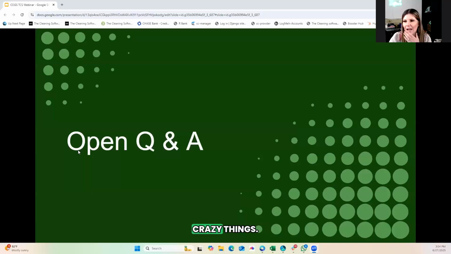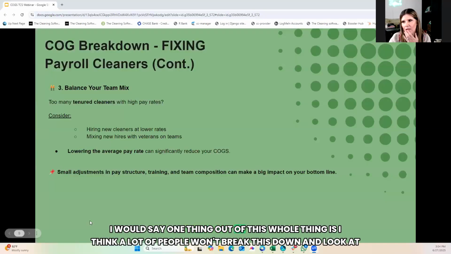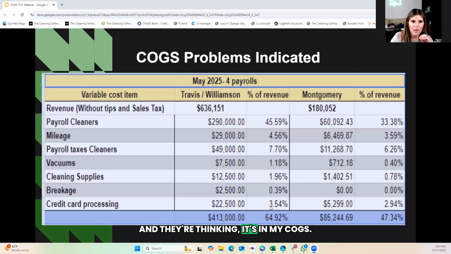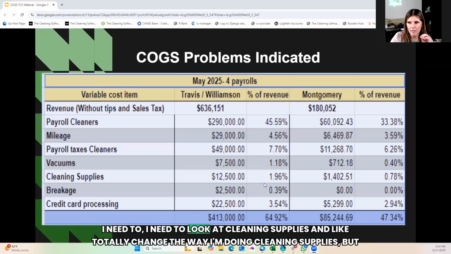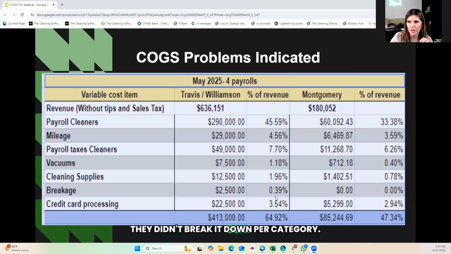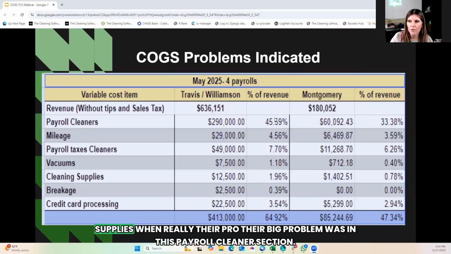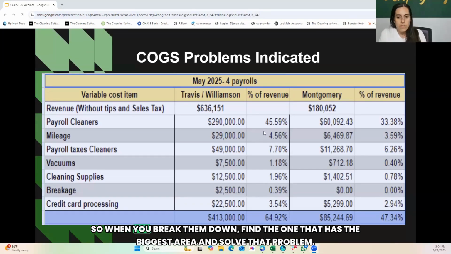Exactly. Crazy things. I would say one thing out of this whole thing is I think a lot of people won't break this down and look at it. They're thinking, oh, it's in my COGS, I need to look at cleaning supplies and totally change the way I'm doing cleaning supplies. But they didn't break it down per category. And so they spent all this time and effort and money trying to save 0.5% on their cleaning supplies when really their big problem was in this payroll cleaner section.